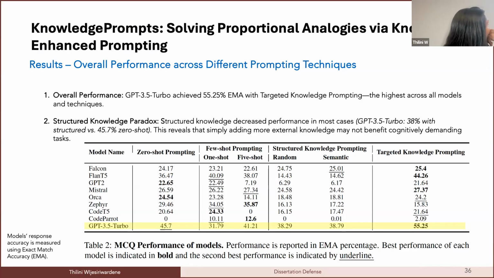I'll explain these two very quickly because they were interesting. The overall performance was the best on the most recent model at that time, GPT 3.5 Turbo. Thilini, can you explain the metric here?